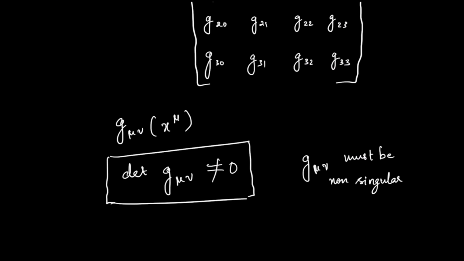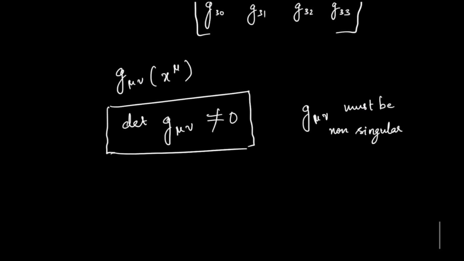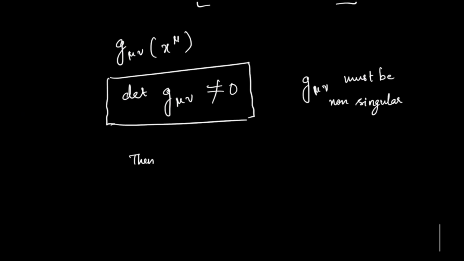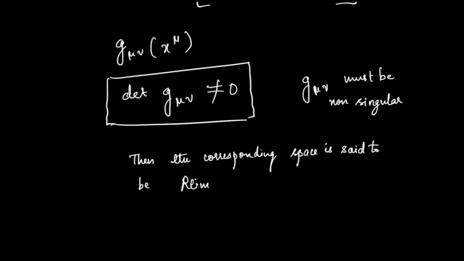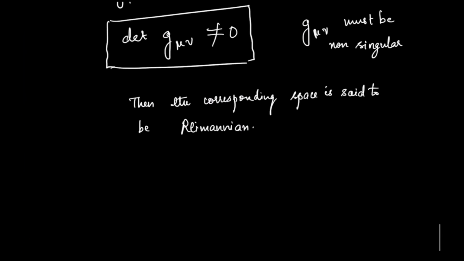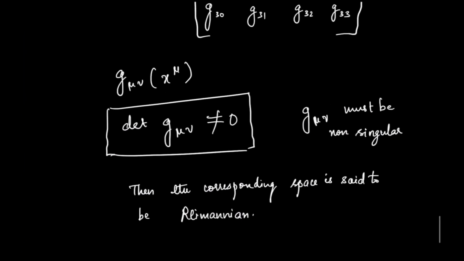Then the corresponding space is said to be Riemannian. So g mu nu should be a function of x mu, and the determinant of g mu nu not equal to 0, then the corresponding space is said to be Riemannian.